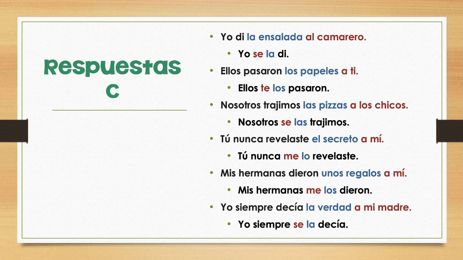All right, may I recommend that you take a screenshot of this page? This page is probably the best representation of this whole deck of slides, and it's going to give you the color coding to show you how it works. So, yo di la ensalada al camarero because la ensalada turns into la and al camarero turns into le. It would have been le la, but we don't like le la, so we're going to make it se la. Yo se la di. Ellos pasaron los papeles a ti.